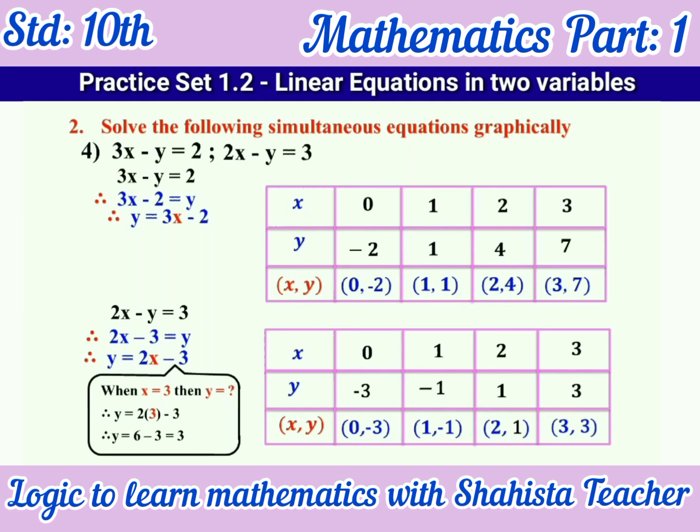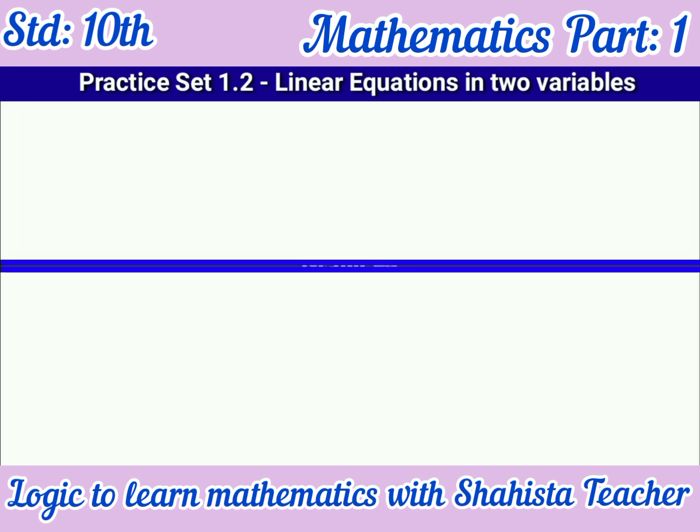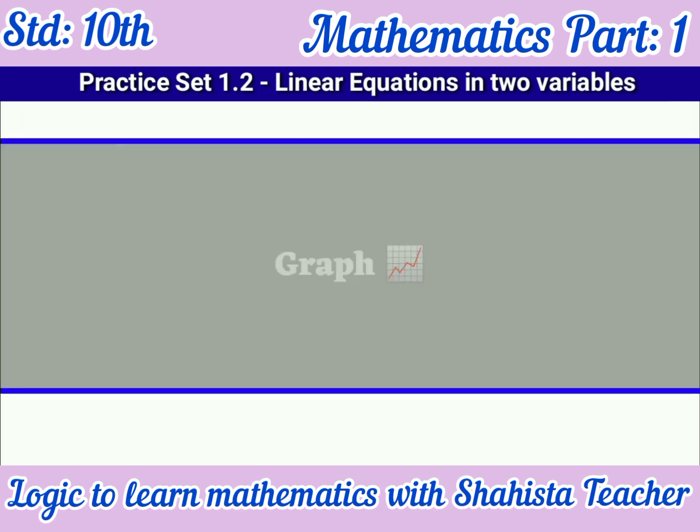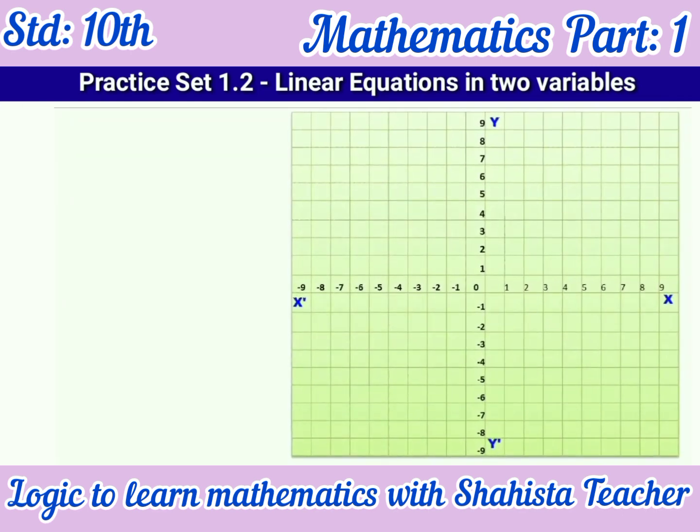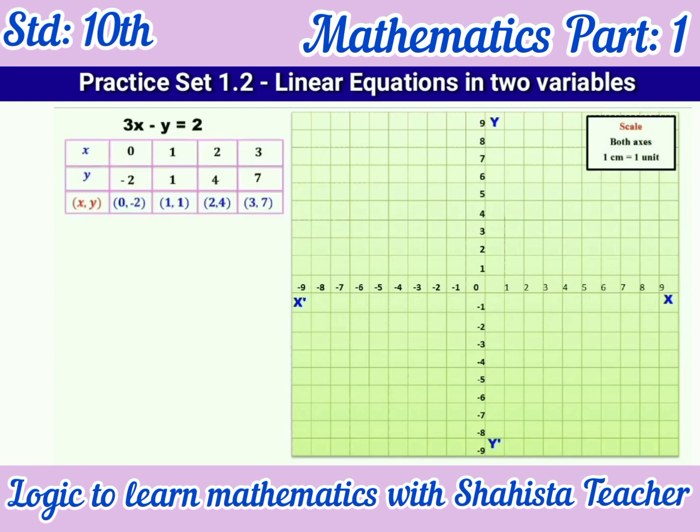Now we have these two tables and we will represent all these x and y points on graph paper. At this stage we have to take graph paper. We will represent all these points on this graph paper. So draw the y-axis and x-axis. Scale both axes: 1 centimeter is equal to 1 unit. As you know, the upper side is positive, the downward side is negative, the right hand side is positive, and the left hand side is negative.